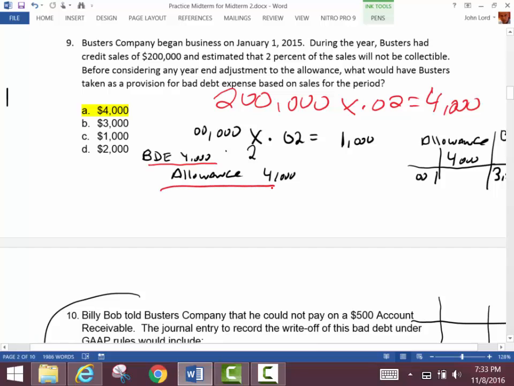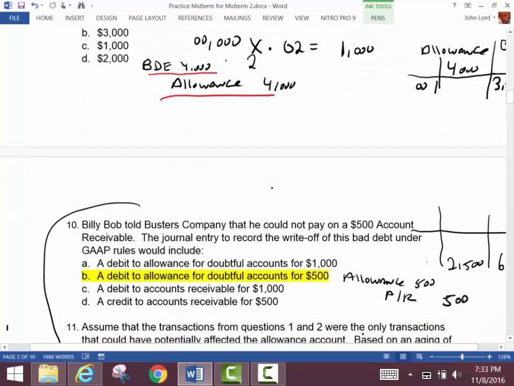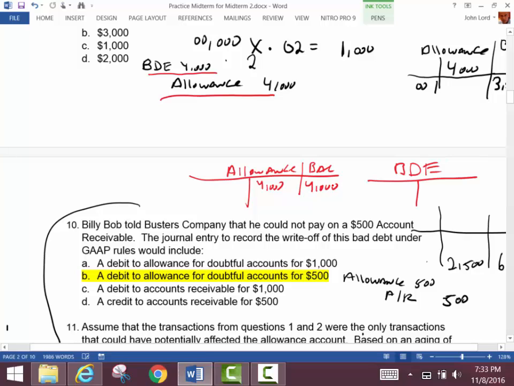Okay, and I'm just going to go ahead down here and tee up the allowance right here. And why not? Let's tee up the bad debt expense right next to it. And so that's a credit of what? 4,000 to the allowance. So what's the balance in the allowance now? 4,000. Good. And then we're going to debit bad debt expense for 4,000. And so far we have 4,000 in there, right? Okay. With me so far?